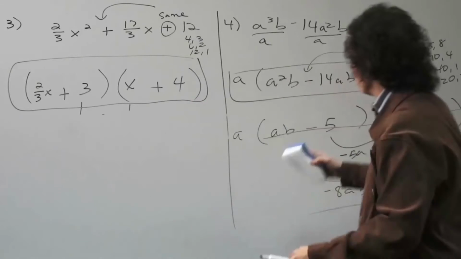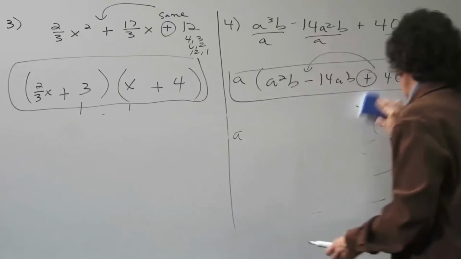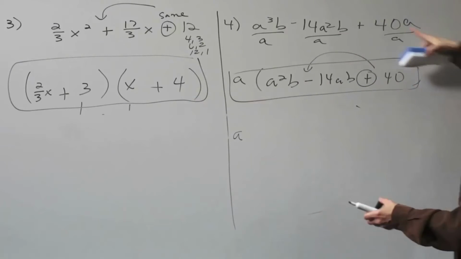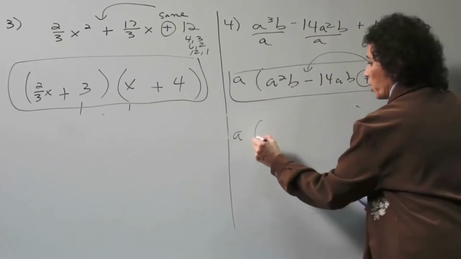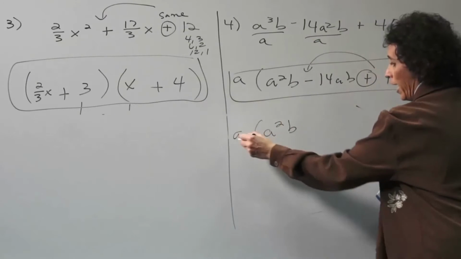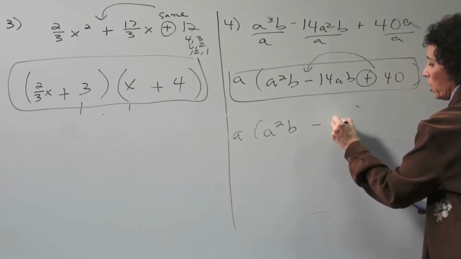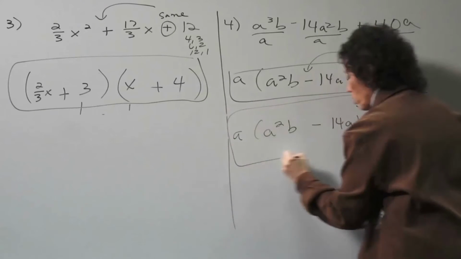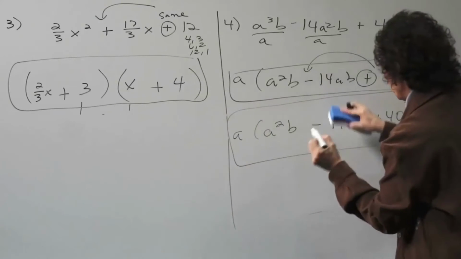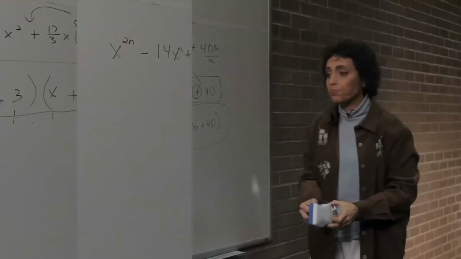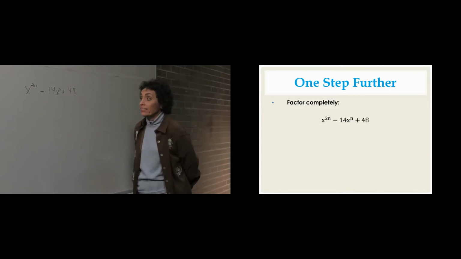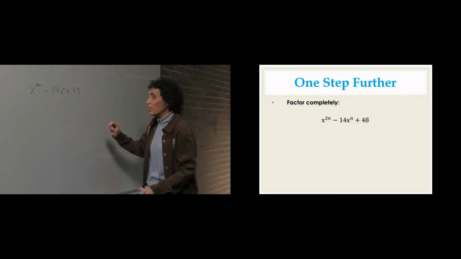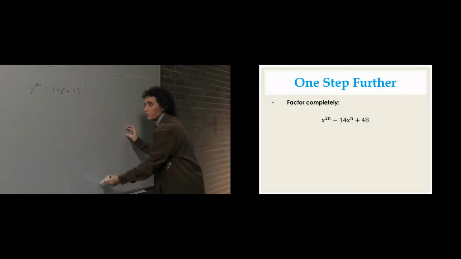So the answer is a times the quantity. This trinomial is prime. But this trinomial is not prime. This trinomial has factors a times the quantity a squared b minus 14ab plus 40. All done. The more you do, the better you'll get. Okay? Listen, one left. Can you believe it? We're just doing this problem so we can extend what we know. All right, here we go.